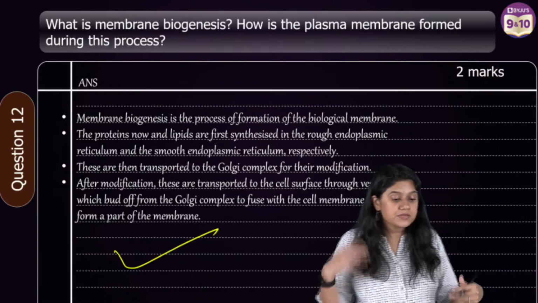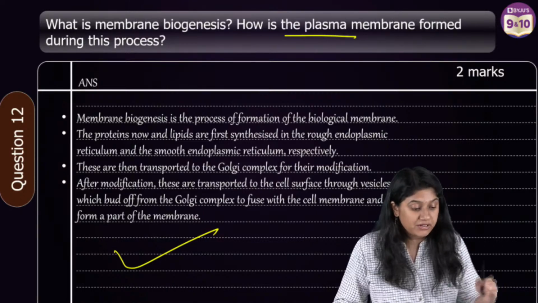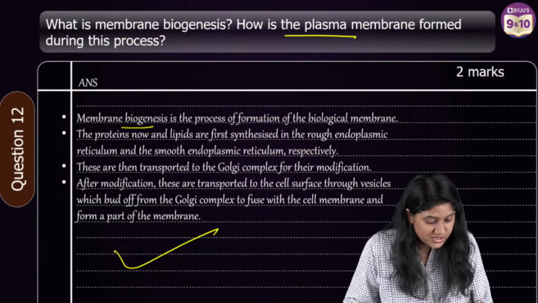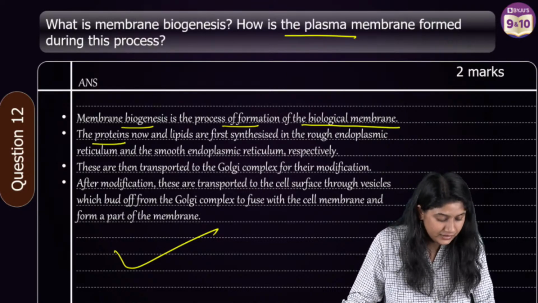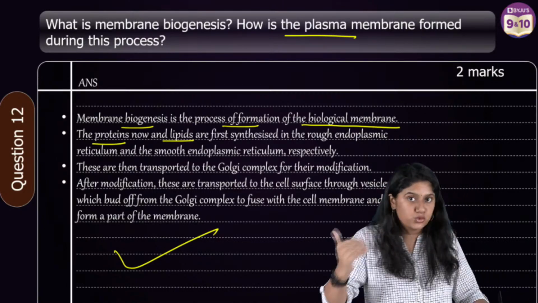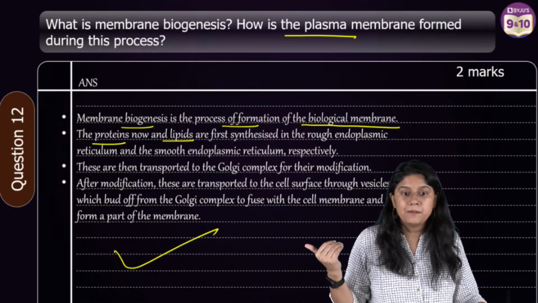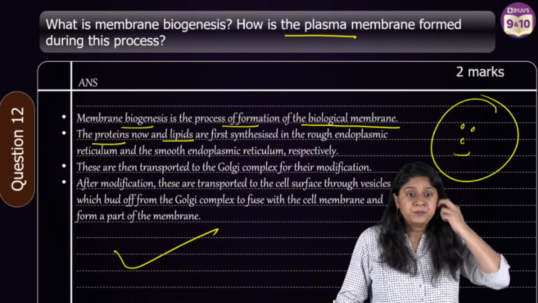And if this question comes a little bit complicated, right, it can come for 3 marks. How is the plasma membrane formed during this process? If they add up, you can write this. Membrane biogenesis is the process of the formation of the biological membrane. Protein and the lipids will be synthesized first by ER, rough ER and the smooth ER. They'll go to the Golgi bodies and from there to the plasma membrane. Clear, everyone? All of you, clear?